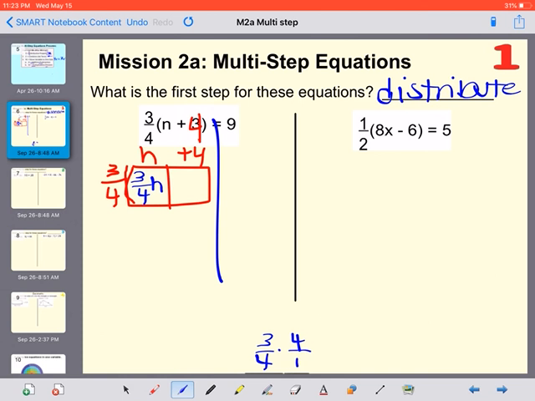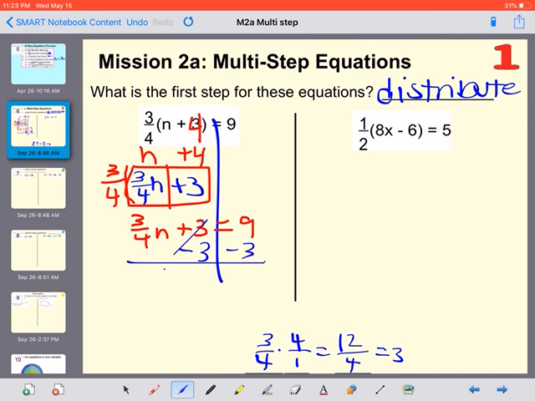4 is really 4 over 1. So 3 times 4 is 12. 4 times 1 is 4. So 12 divided by 4 is really 3. So this is really just a plus 3. That's how we got that. So we have 3/4 n plus 3 equals 9. So if we continue, subtract 3 on both sides, we get 3/4 n equal to 6.